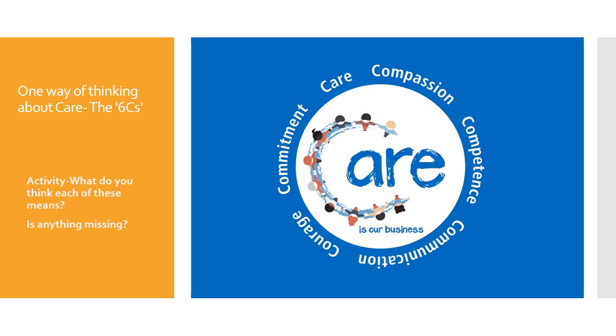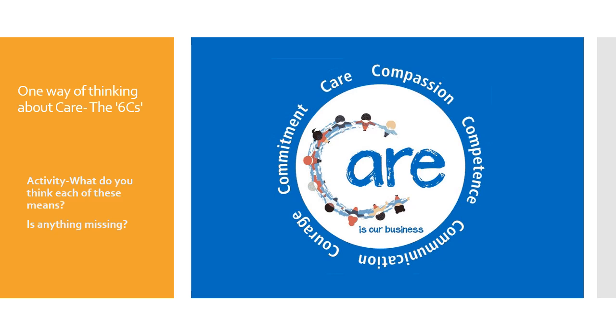What do you think each of these 6 C's means? There are 6 C's in care, especially in health and social care. These 6 C's means there are 6 words that are derived from the letter C. The first one is care, then compassion, competence, communication, courage, and commitment.